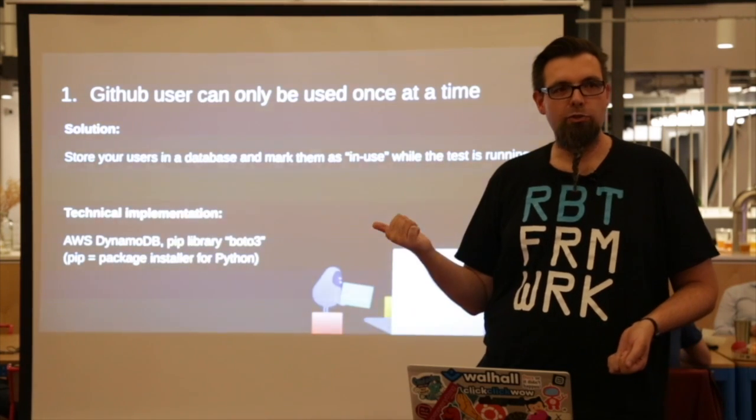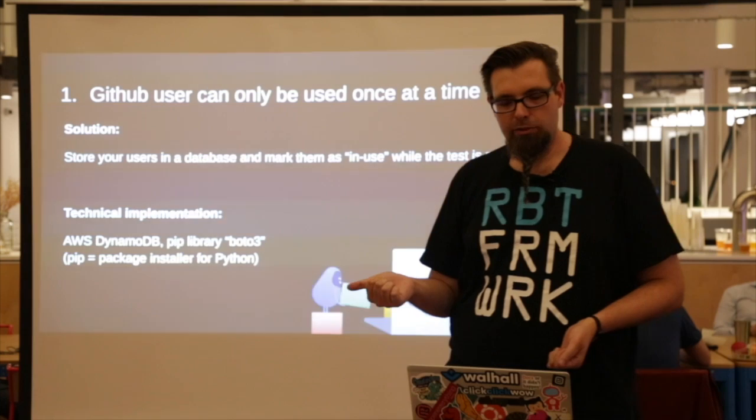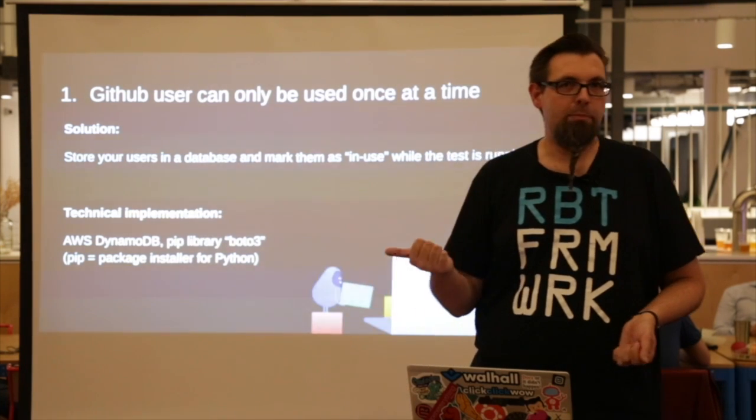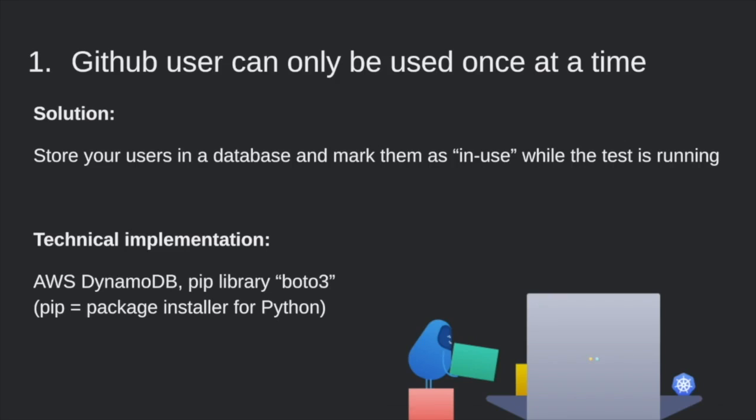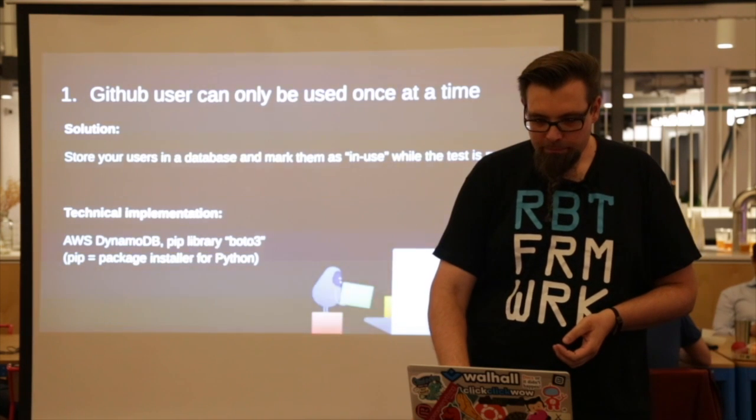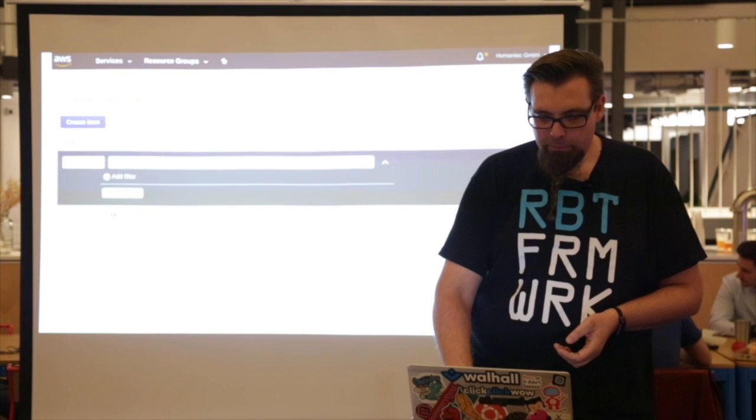For my implementation, I decided to use AWS DynamoDB, a nice NoSQL database, very easy to use and very easy to put data into, and it is nicely accessible by a Python library called Boto3. Actually, you can use this library with all AWS resources. So let me show you.